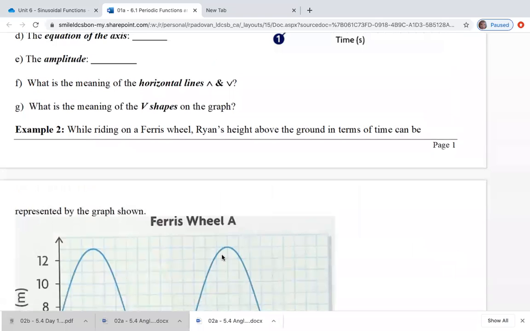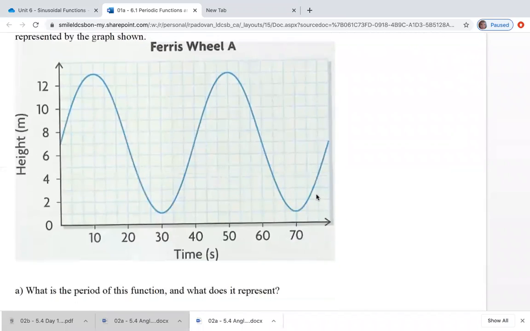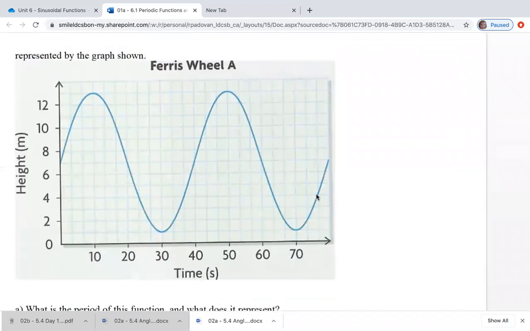Now, okay, so we've got part of the question there on the bottom of that first page. While riding a Ferris wheel, Ryan's height above the ground in terms of time can be represented by the graph. So we can get everything from the graph, right? Basically, Ryan is on a Ferris wheel. Here's the height, here's the time on the Ferris wheel.